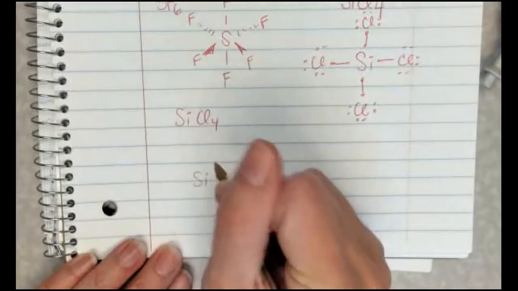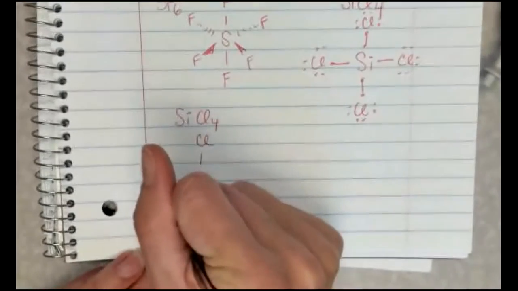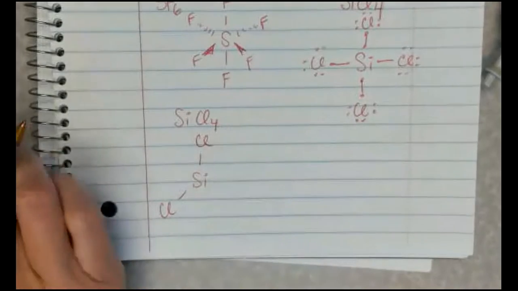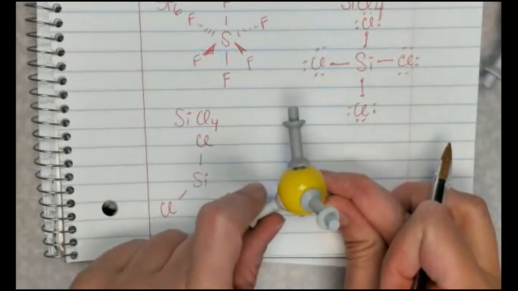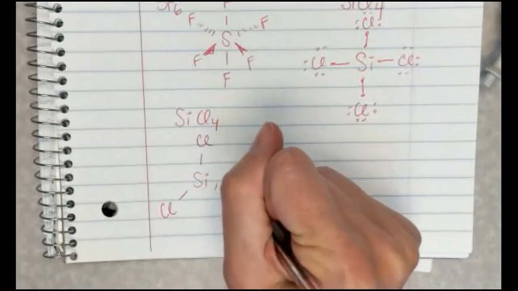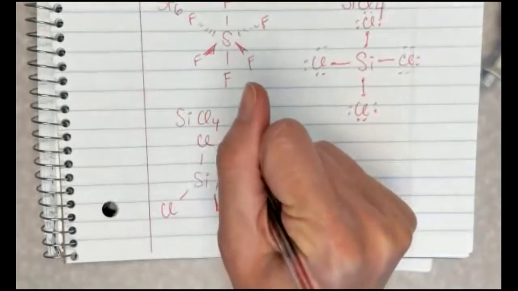And so again, if we're going to draw this in an updated way for chapter 11, we still have our silicon center. We still have our chlorine and our chlorine. Those could be in the plane. So this would be in the plane of the paper. And then I'd have one coming out and one coming back, and there would be my tetrahedral shape.